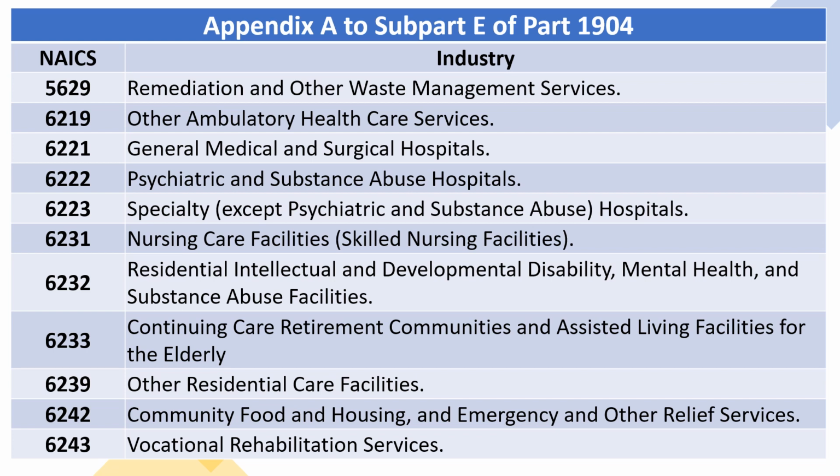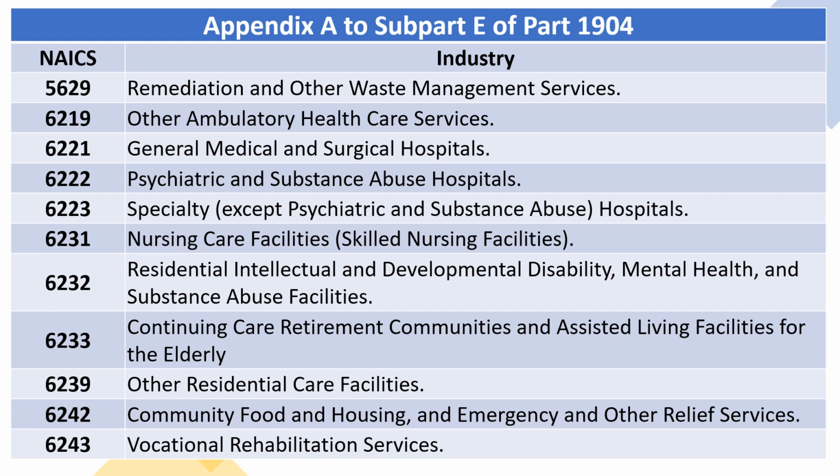6231. Nursing care facilities, skilled nursing facilities. 6232. Residential intellectual and developmental disability, mental health, and substance abuse facilities. 6233. Continuing care retirement communities and assisted living facilities for the elderly. 6239. Other residential care facilities.